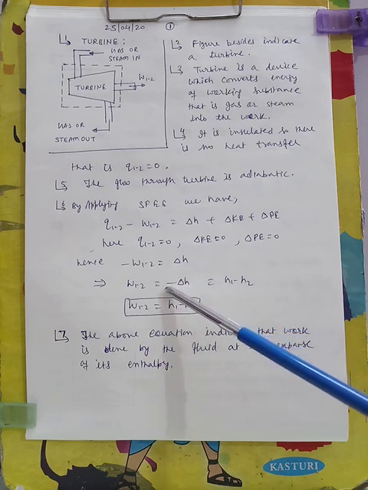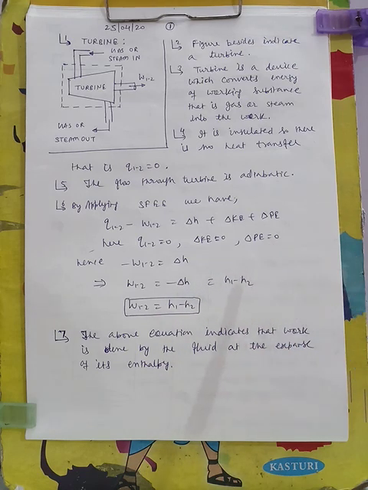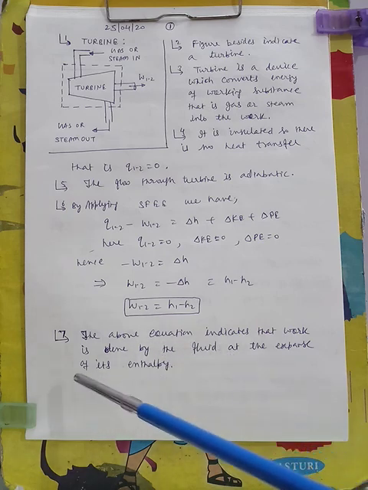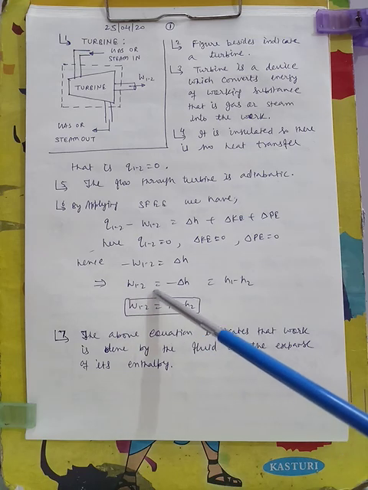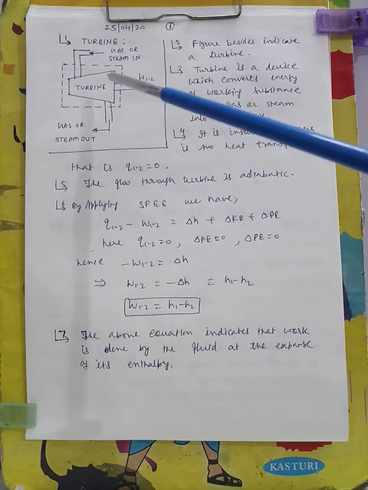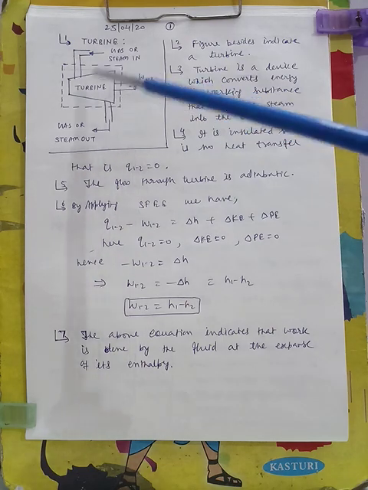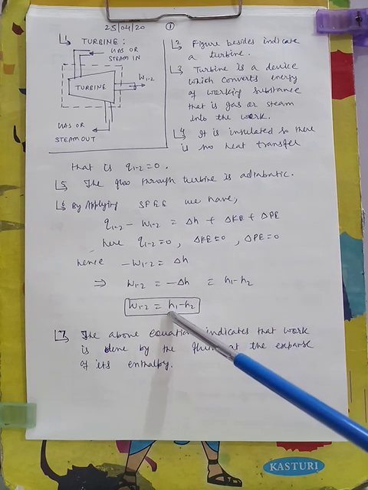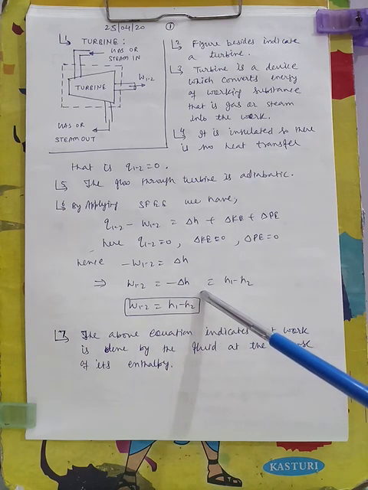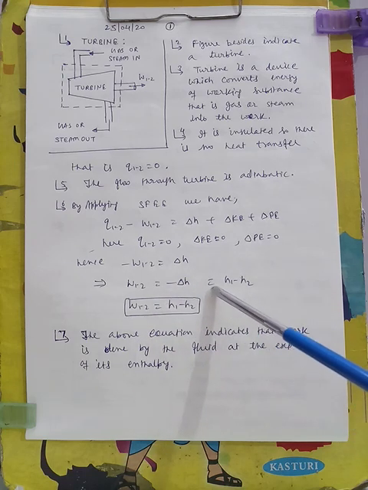Minus delta H means H1 minus H2. So the above equation indicates that the work is done by the system, work is done by the fluid at the expense of its enthalpy. This is the positive quantity, this is the work, as we know that the turbine gives work. So work is done by the system, so definitely it is positive. So enthalpy H1 minus H2 is positive. Enthalpy at inlet of the turbine, enthalpy at outlet of the turbine. This quantity is positive, means the enthalpy is reduced from H1 to H2. That is why this is positive.